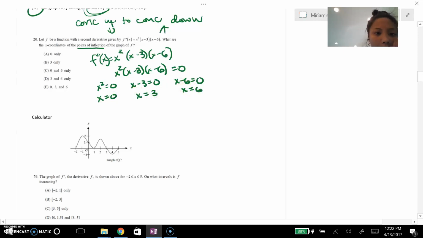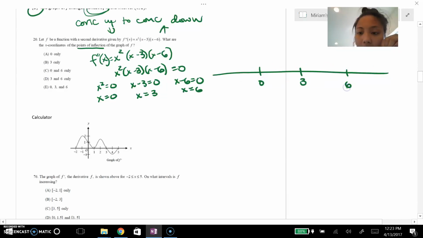So now I have to check which of these three are actually inflection points. So I have 0, 3, and 6. I need to check where the inflection points are by seeing a value before and a value after each point. So let's say before 0, I'm going to choose -1. Between 0 and 3, I'm going to choose 1. Between 3 and 6, I can choose 5. And I have to see whether it's positive or negative.